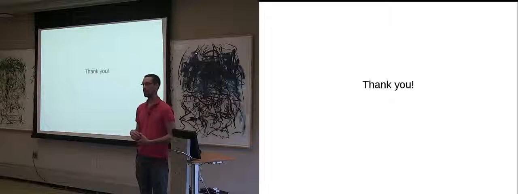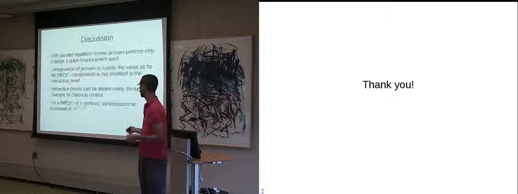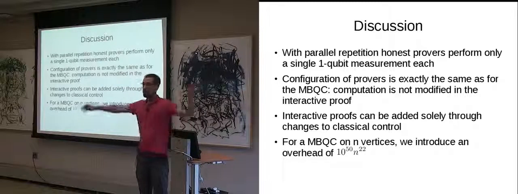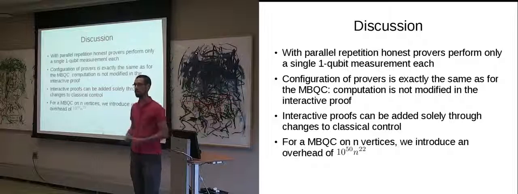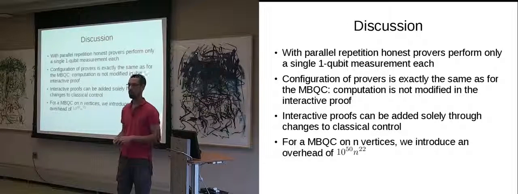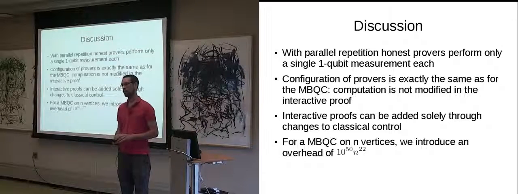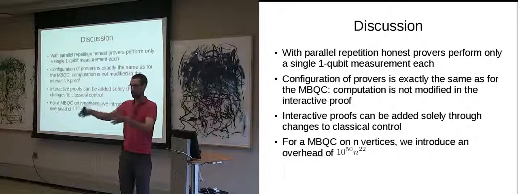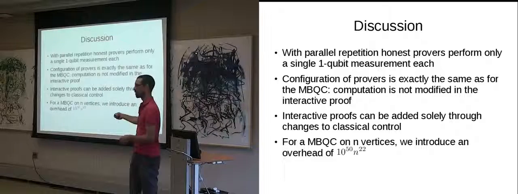When you said, in one of the very last slides, that there's only a single 1 qubit measurement per prover, you mean per prover per repetition? Well, if you can do this in parallel, in this case, there actually is only one per prover. You can do the repetitions in parallel if you like. Oh, so you have a large number of these graph states. Yes, you just have a number of copies, which is quite large.